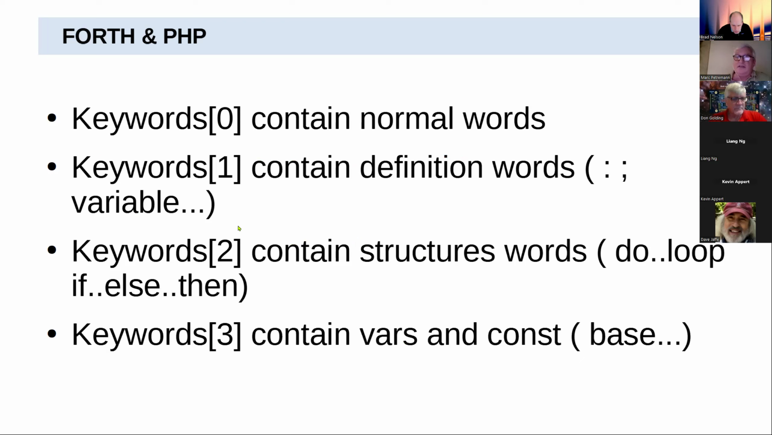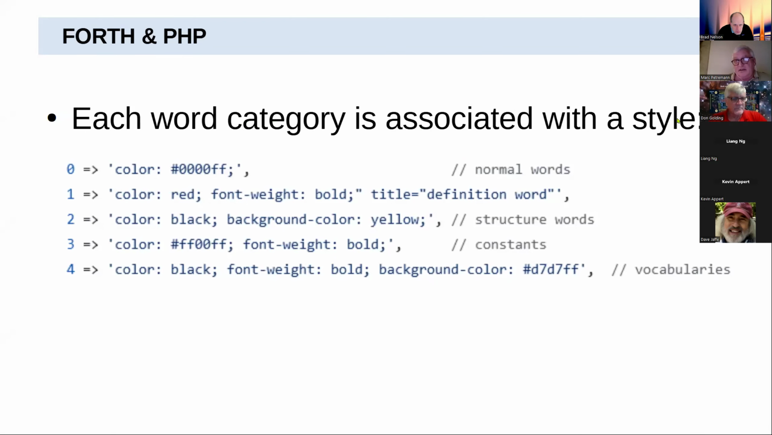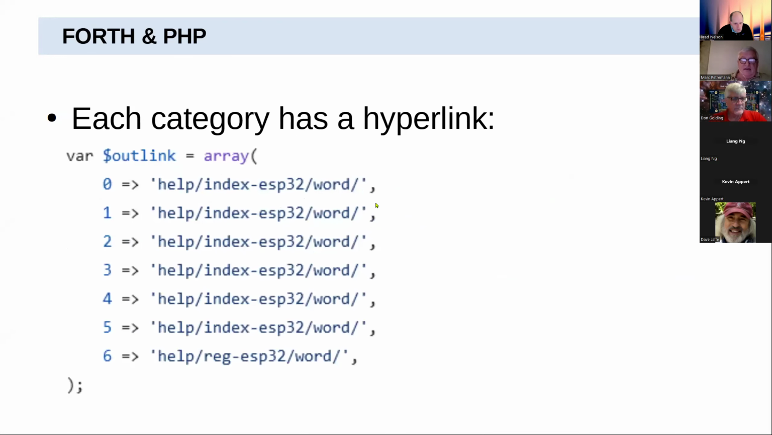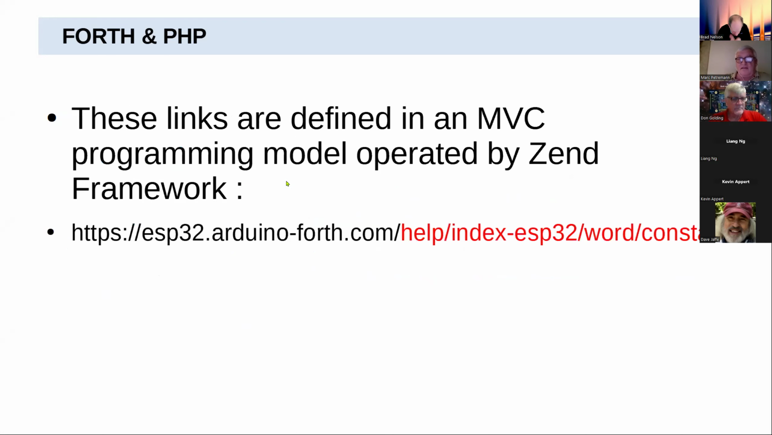And each word is classified by its action. The double dot words are in keywords 1. Structural words like do and loop are in the second array, and so on. Each word category is associated with a style. So you have a word in blue, but others in red or in black. Each category has a hyperlink. Here you have the link for each category. These links are defined in an MVC programming model.